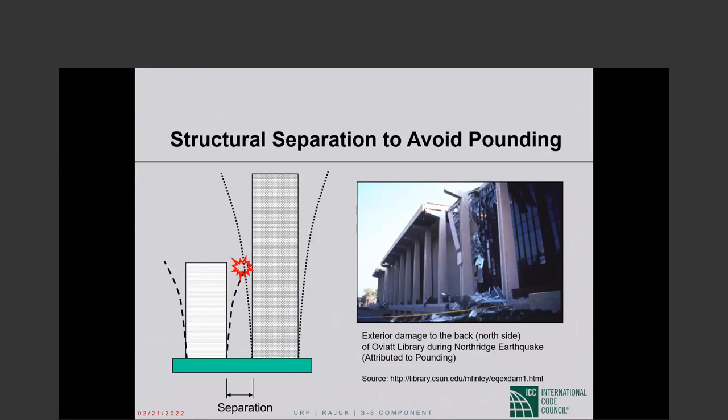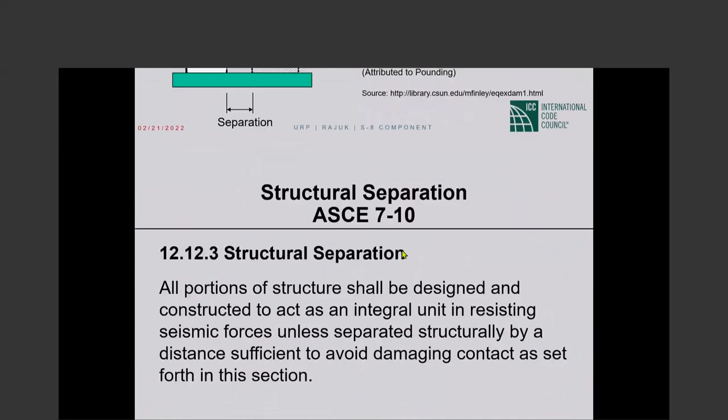Okay, that brings us to structural separation to avoid pounding or hammering, as it is called. I think this picture is pretty graphic. If we want to prevent hammering, then that separation distance has to be sufficient. This is a picture taken after the 1994 Northridge earthquake, and you see the damage due to hammering that has happened.